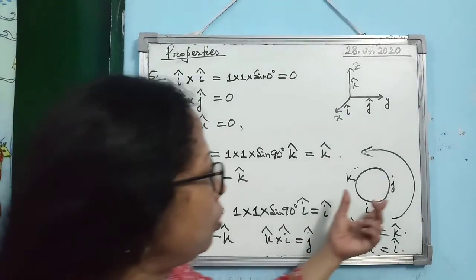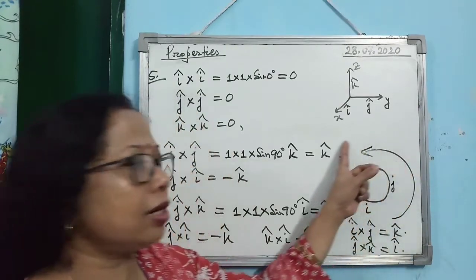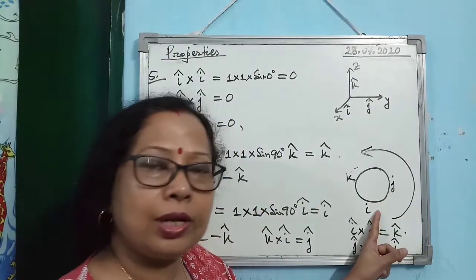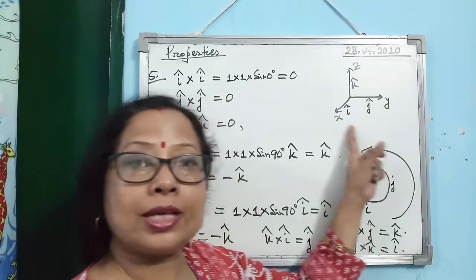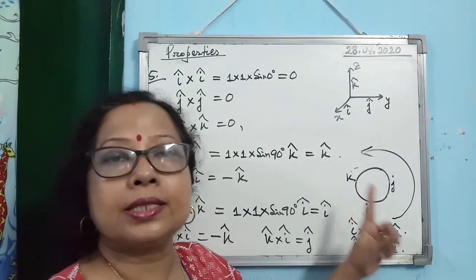I repeat, what to do? In a circle, write down the three unit vectors in the anti-clockwise direction. So when you take the cross product of any two unit vectors in the anti-clockwise order, the third leftover unit vector will be its answer.